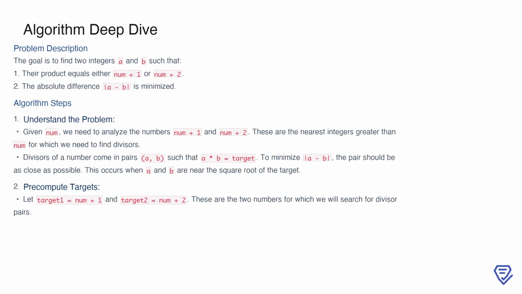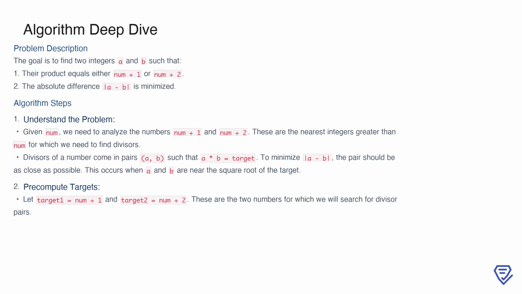The problem here is to find two integers, a and b, such that their product equals either number plus 1 or number plus 2, and the absolute difference between a and b is minimized. To solve this, we need to focus on finding divisor pairs for the numbers number plus 1 and number plus 2. A key observation is that divisors of a number always come in pairs. If a * b equals target, then a and b form one such pair. The closer a and b are to each other, the smaller their absolute difference will be. This happens when the divisor pair is near the square root of the target.